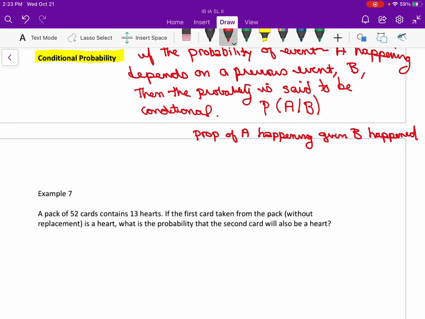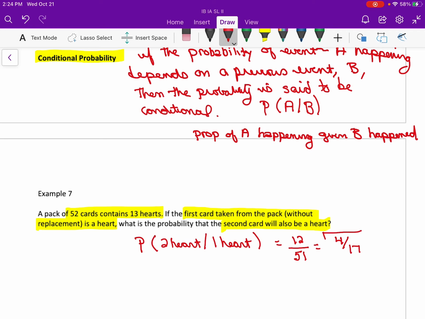All right, so a pack of 52 cards, you know me and cards, contains 13 hearts. The first card taken from the pack without replacement is a heart. What is the probability that the second card will also be a heart? So we are looking for the probability that the second card will be a heart depending on the first card being a heart. Well, if I've already taken the first card out and it's a heart, there's only 12 hearts left because there were 13 to begin with. And there are 52 cards in a deck, but I've already taken one out. So there's only 51 cards left, and that reduces to 4 out of 17.